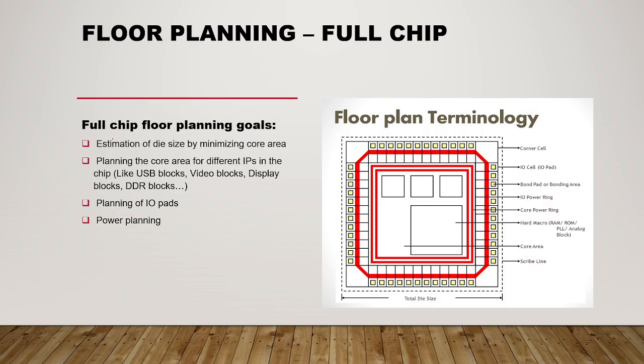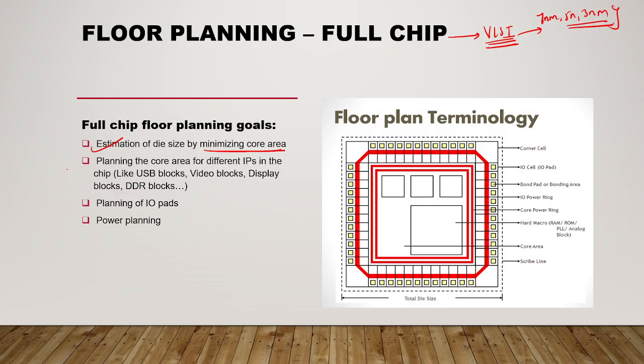Floor planning means, as I told you, estimating the die size and minimizing the core area. They will work under different technologies. In VLSI there is Moore's law. Moore's law means the transistor count doubles every 18 to 24 months. So you need to increase the transistor count within that area, and you need to make the technology with 7 nanometer, 5 nanometer, or 3 nanometer technology.